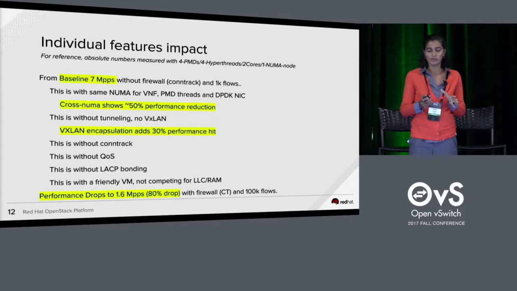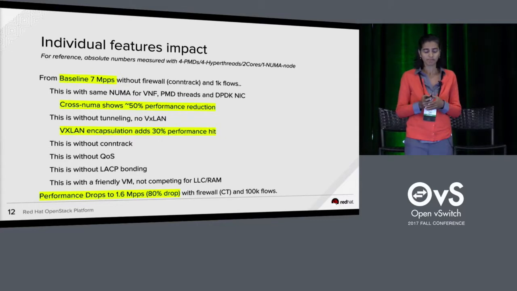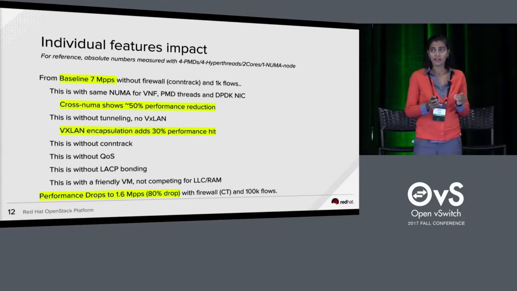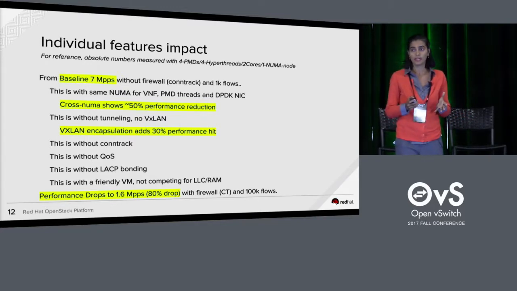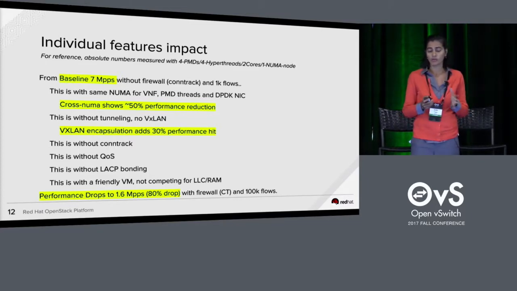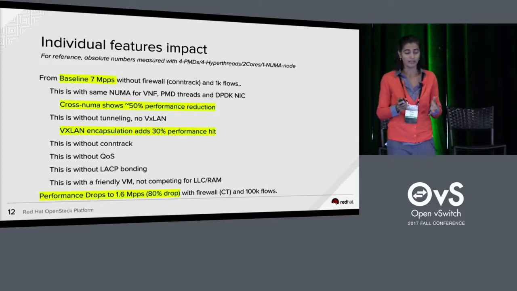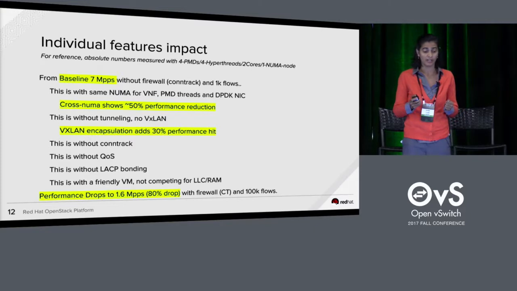Let's look at individual features. So we start with baseline. And this is 4 PMDs, 4 hyperthreads, 2 cores, 1 NUMA node. And with baseline, no firewalls, 1K flows, we have 7 million packets per second, bidirectional traffic. And this is no VXLAN, no contract, no QoS, no LACP bonding. We have bonding, no LACP bonding. And then we have a very friendly VM, so there's no competition among the VMs right now.